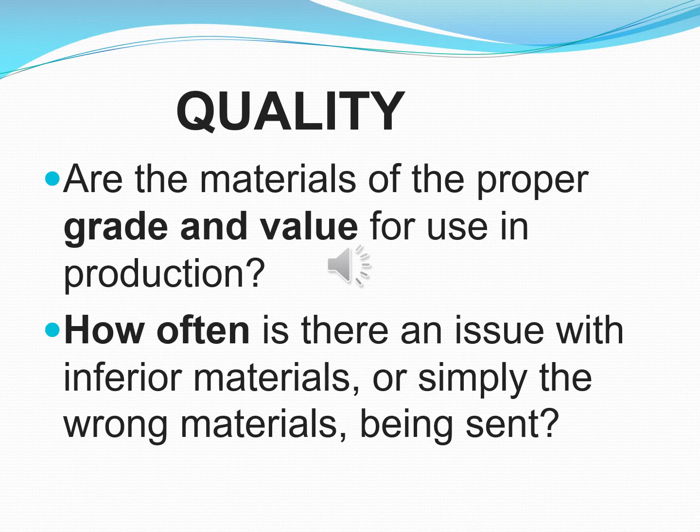Okay, the first one is quality. Are the materials of the proper grade or value for use in the production? So what we check basically is that our vendor is using proper value or grade materials. How often is there an issue with inferior material or simply the wrong materials being sent? So we mark how many times we have quality issues with this vendor.